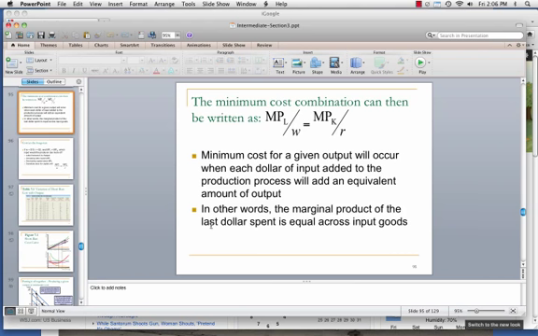When we take the slide further here, the last bullet point is incredibly important for this section. It essentially says that firms, we know that they're operating in an optimal fashion when the last dollar spent produces the same amount of productivity per input. If an input costs 10 times as much, it better be 10 times as productive.